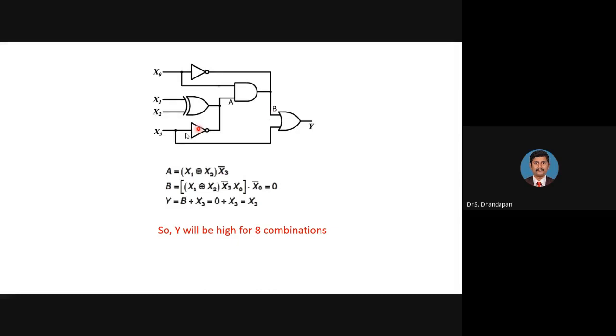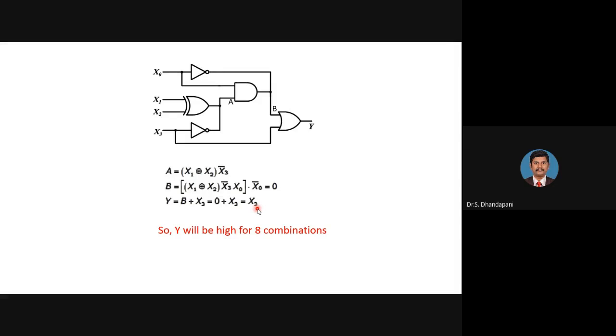Then this X3 is available as an input for this OR gate. So for the output of the OR gate, X3 is available here. At this point we have X3. In the previous step we have seen B equal to 0. So 0 plus X3, the output Y is X3. So the answer for the given circuit: the output function Y equals X3.